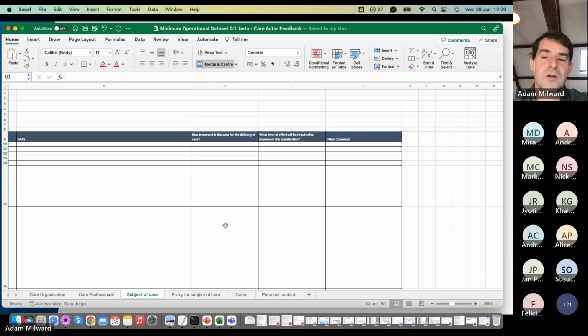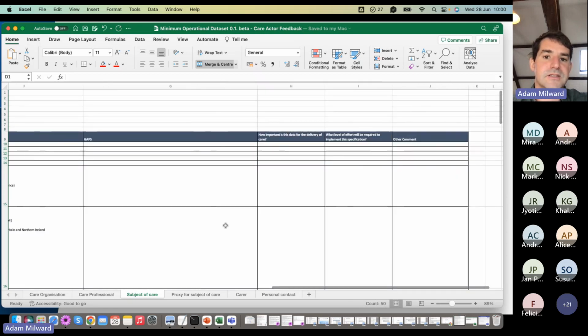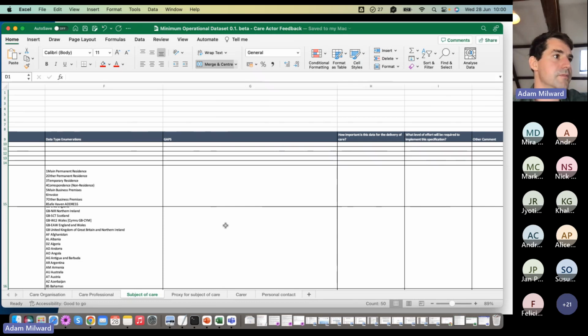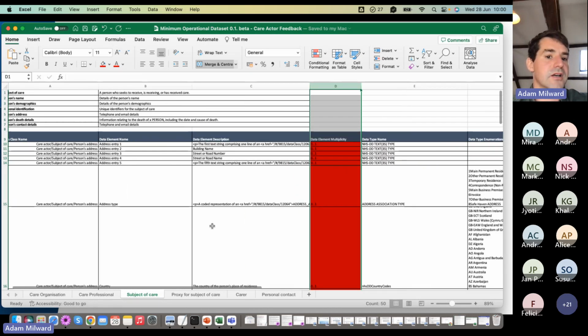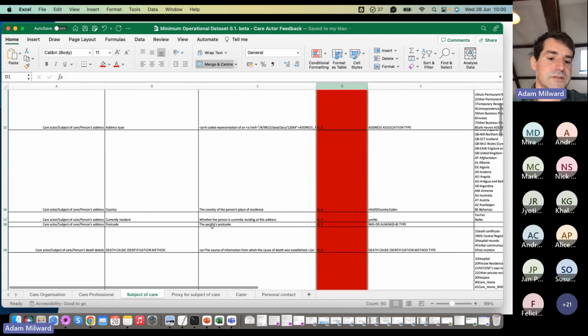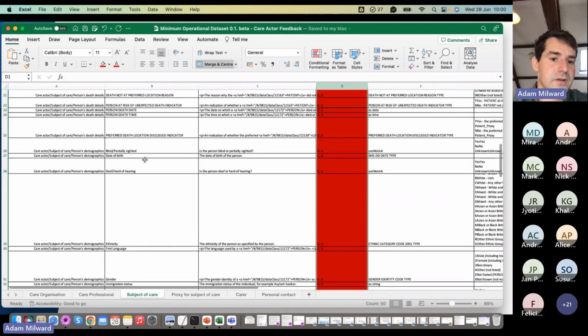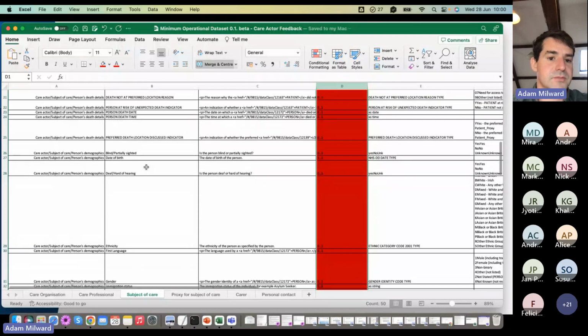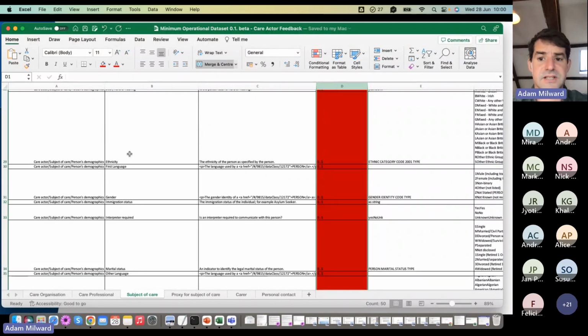Ultimately these are building blocks, so I'm not expecting everything to be applied to every single system. But what we're trying to say is that if you are collecting an address, for instance, or if you are collecting demographic details, we would expect you to collect things like ethnicity, and there's the ethnic category codes 2001, there's now 2011 that hasn't quite been rolled in. You'd be collecting languages in an ISO format. We would expect information on gender, using the standard coding structures for it.